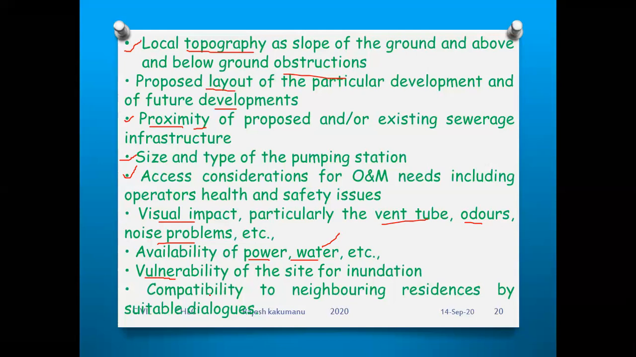Next, compatibility to neighboring residences by suitable dialogues. So we have to see the compatibility. Compatibility means it should meet our needs and customs. That is, customized to us, it should be located nearby the residences, right?